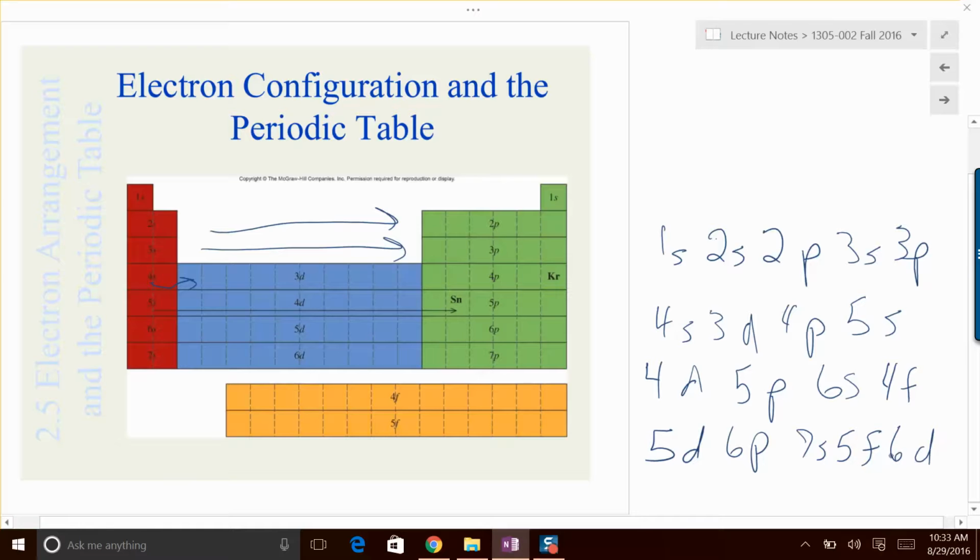60, 7p. That's as far as we can go. They're not showing anything in the 7p, but there are elements there now. They've actually created them, discovered them, synthesized them. So this is an outdated periodic table, I guess, because we now know those elements. That's a very recent thing, just in the last 6 months or so, they found those.